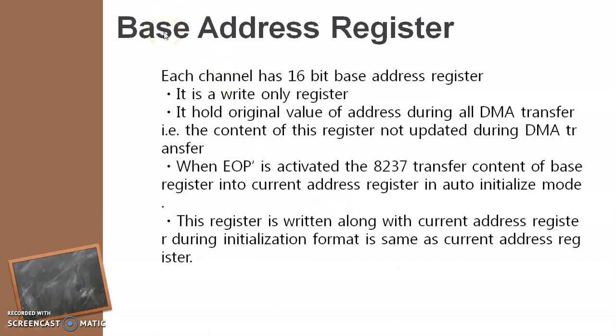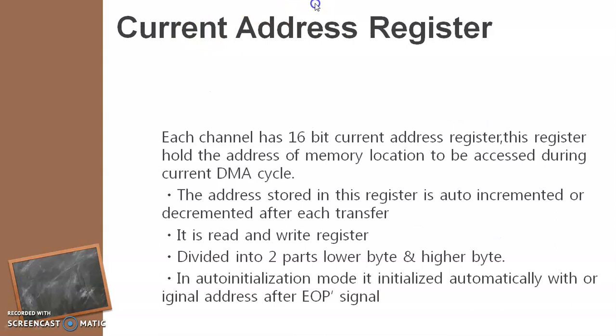First, the base address register. Each channel will have its own 16-bit base address register. It is a write-only register, so the value can only be written. It will hold the original value of the address during the entire operation of your DMA data transfer, and its content will not be updated. When the end of process is activated, the 8237 transfers the content of the base register into the current address register for the auto initialize mode. This register is written along with the current address register during initialization.